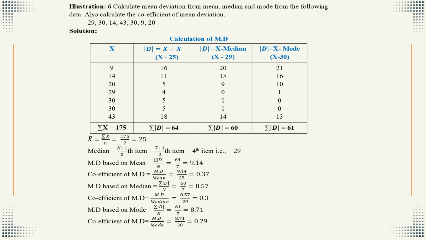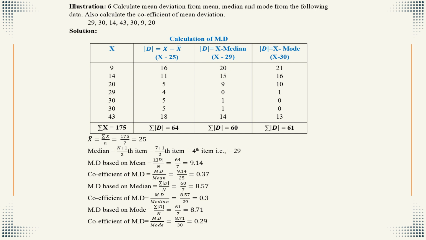I am just telling how it is calculated, because in the second column the difference is based on the mean, the third column difference is based on the median, and the fourth column difference is based on the mode. Mean is 25, median is 29, mode is 30. First I show you: 9 minus 25, 16; 14 minus 25, 11; 20 minus 25, 5; 29 minus 25, 4; 30 minus 25, 5; 30 minus 25, 5; then 43 minus 25, 18.